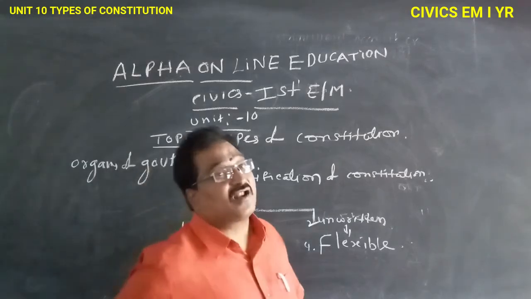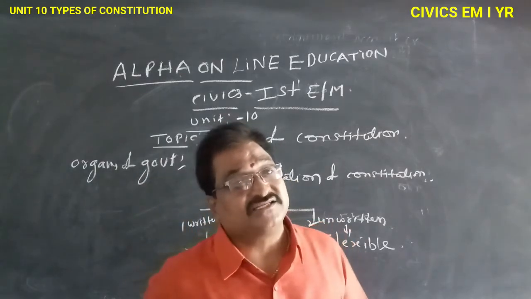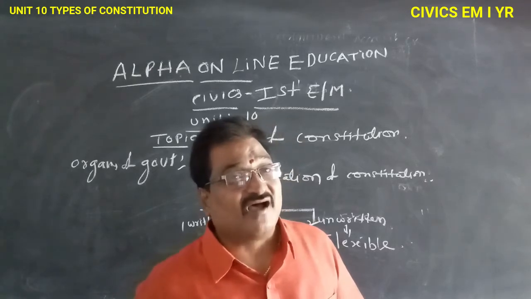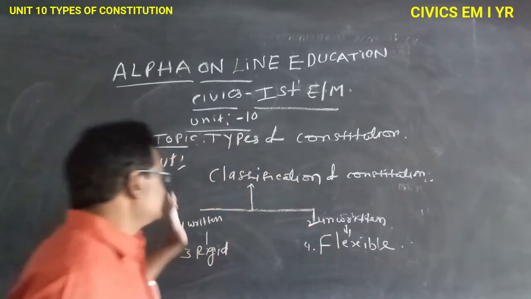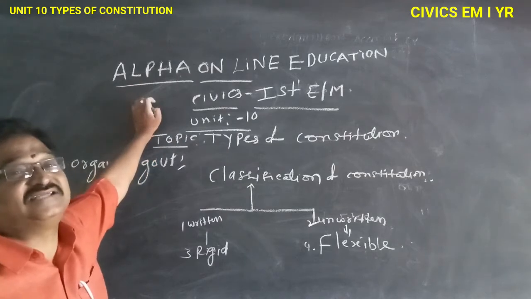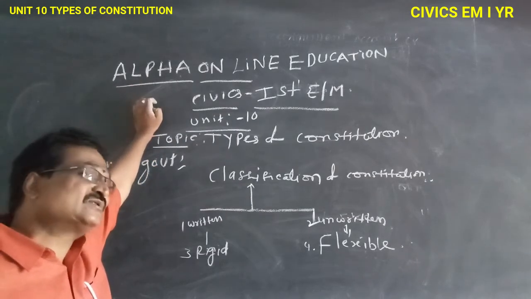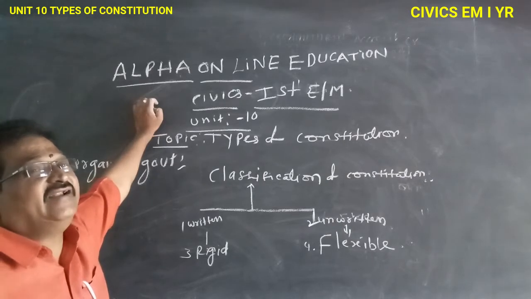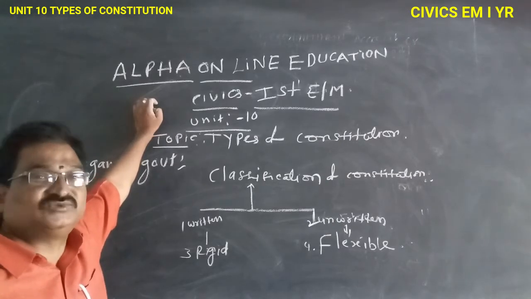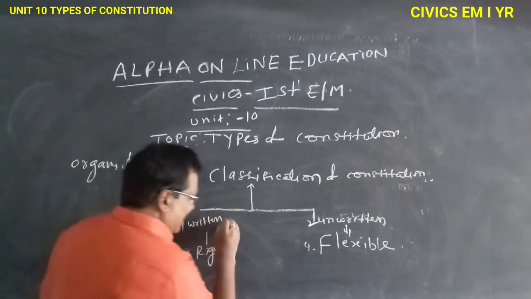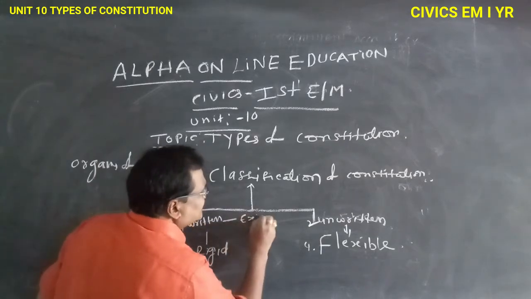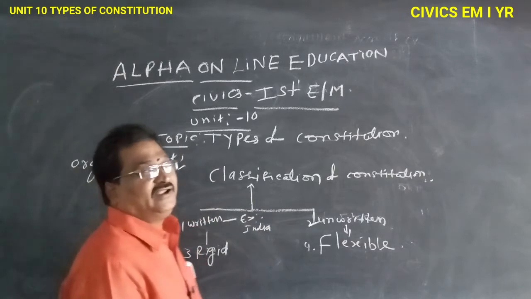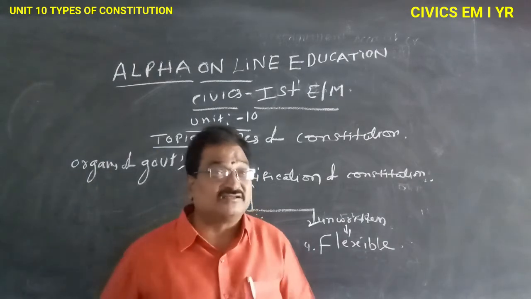These four are the types of the Constitution. The first is a written Constitution, in which all the matters of the Constitution are neatly written. The example is India. The Indian Constitution is a written Constitution.